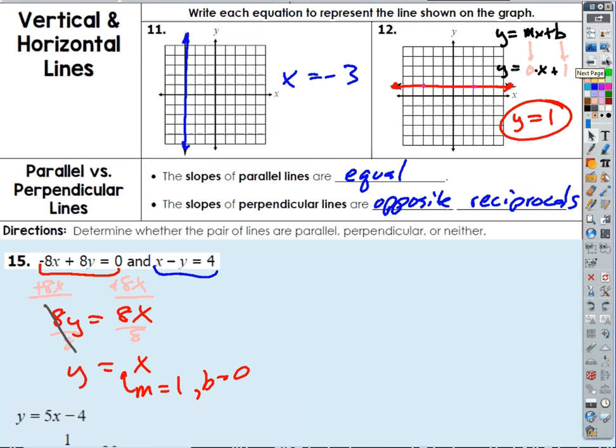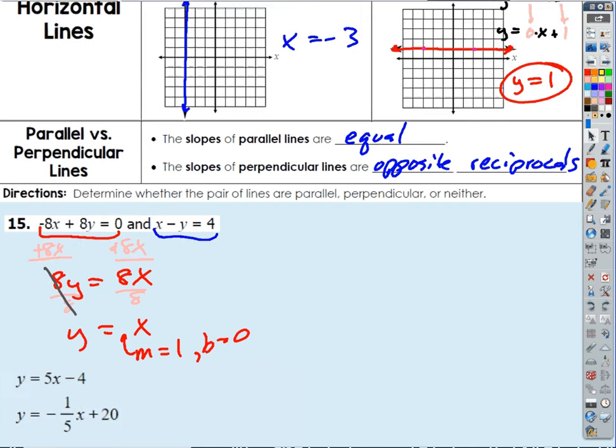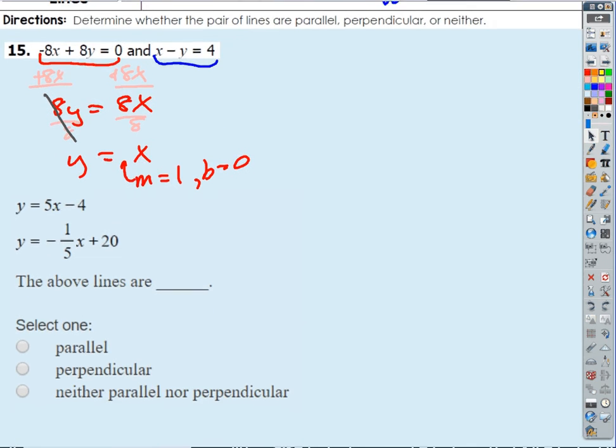We were talking about horizontal and vertical lines, and we spent some time talking about that, right? About how vertical lines are named by x equals a number, whatever the x-intercept is. Horizontal lines are named by y equals a number, whatever the y-intercept is. We said that parallel lines have equal slopes, perpendicular lines have opposite reciprocal slopes. And we looked at a couple examples, right?